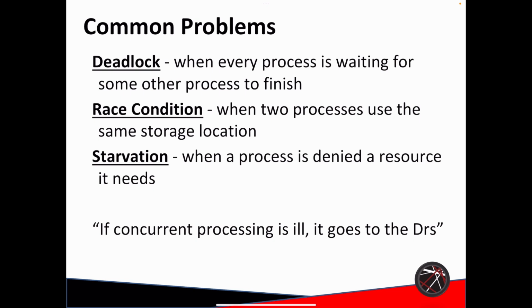So a deadlock is where every process is waiting for another process to finish. And what I mean by that is that you've effectively got a point where you can't continue until something else has happened. That could be an input from a user, or it could be a calculation, or something along those lines. We can also have what's called a race condition. That's where two processes are trying to use the same storage location. That obviously causes issues. Or you can have starvation, where a process is denied the resources it needs. And all three of these problems can come as a result of this mixed usage of a processor.